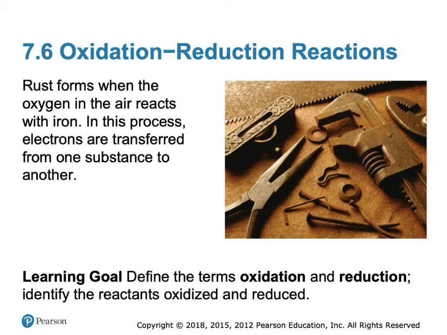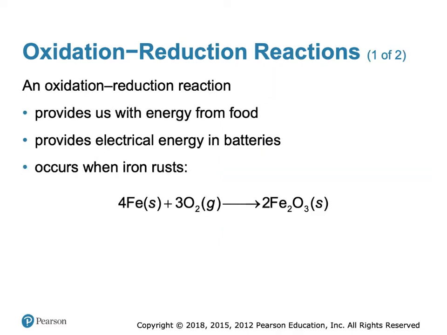Oxidation is the loss of electrons, and reduction is the gain of electrons. An oxidation-reduction reaction is often called a redox reaction, and it involves the transfer of electrons from one species to another. So the learning goal here is to define the terms oxidation and reduction and identify the reactants that are oxidized and reduced.